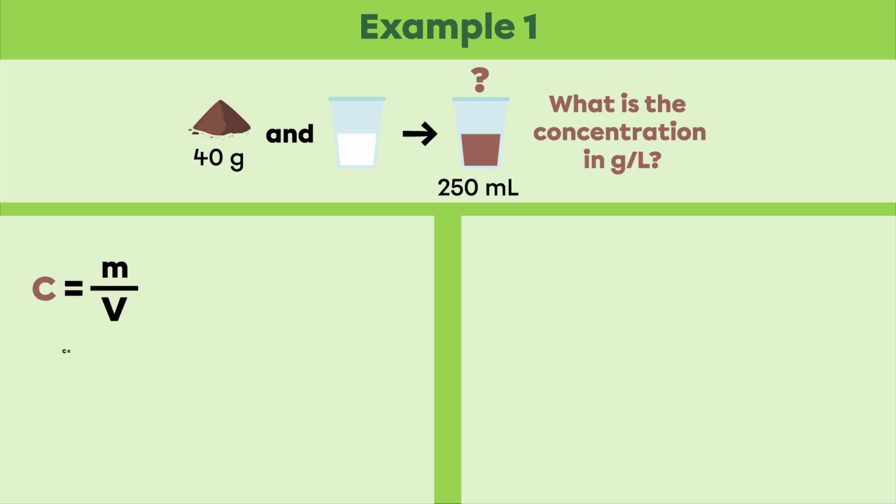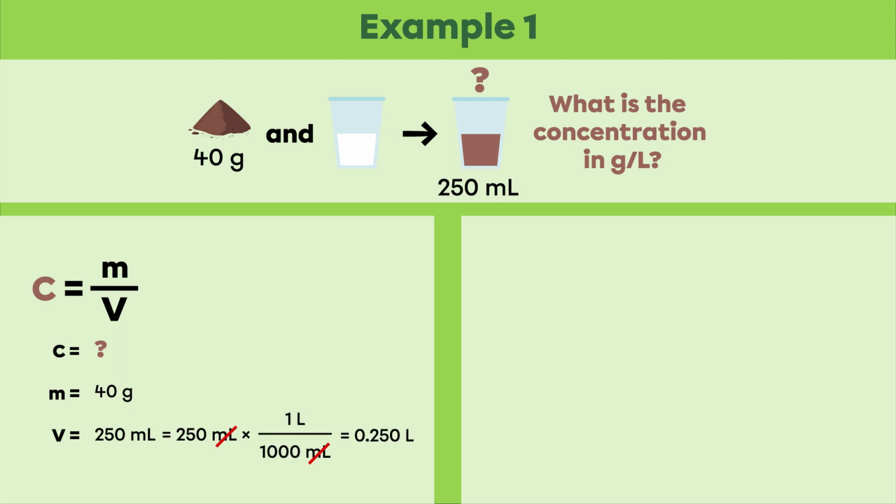First, we identify the values given in the problem before substituting them in the formula. The cocoa powder is the solute with a mass of 40 grams. Chocolate milk is the solution with a total volume of 250 milliliters. Since we are looking for the concentration in grams per liter, the volume has to be converted from milliliters to liters. 250 milliliters corresponds to 0.250 liters.